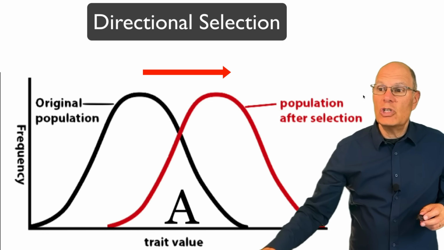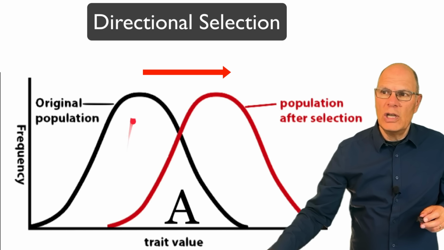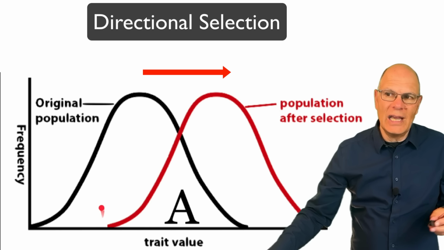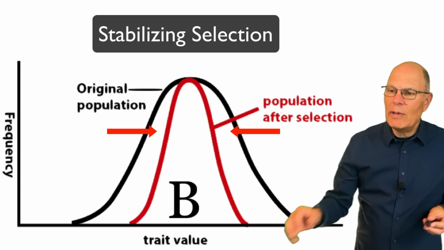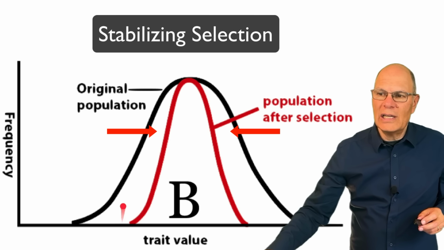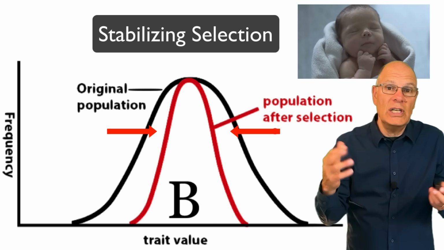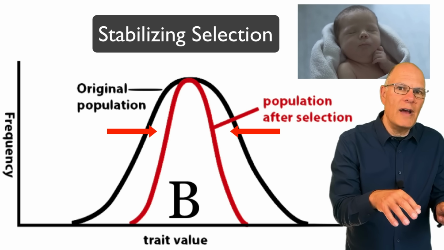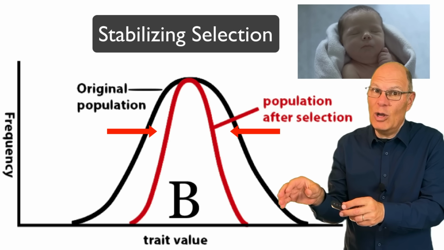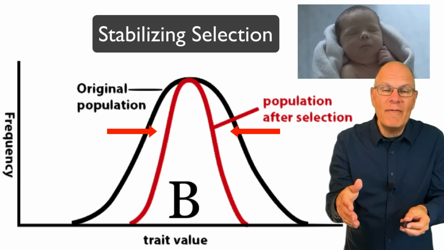Directional selection, which is shown over here, selects against one of these extremes. In other words, here's the original population, you're selecting against this extreme over here, and so you're pushing the population in this direction. In stabilizing selection, you are selecting against the two extremes. An example of stabilizing selection is birth weight in babies. Babies that are too small have lower survival. Babies that are too big have lower survival. The babies who survive most are the ones who are of average size.